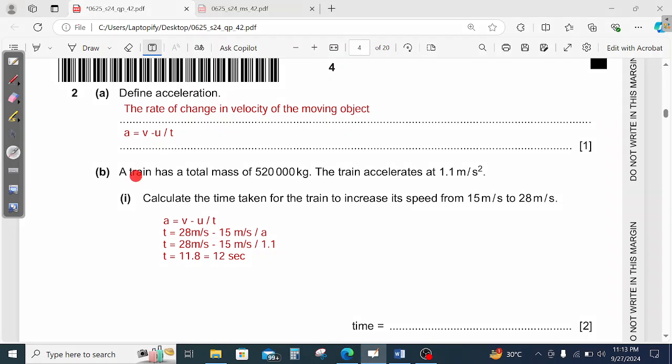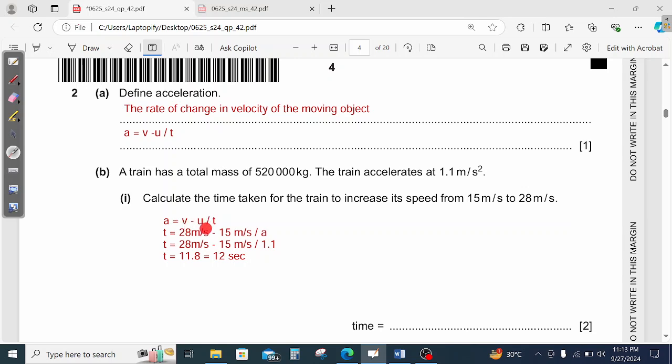A train has total mass of 5,20,000 kg. The train accelerates at 1.5 meter per second square. Calculate the time taken for the train to increase its speed from 15 to 28 meter per second. It means it has given that the mass of the train is this one. The train is accelerating by this acceleration, and the speed is increased from 15 meter per second to 28 meter per second. Then you have to find the time interval in which your speed increased from 15 to 28 meter per second. So apply the formula.